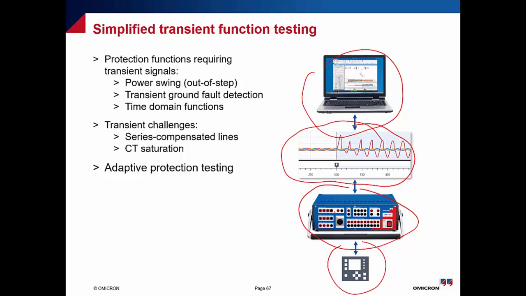Something else also, maybe if we have time at the end of this webinar, I can give a hint about the time domain function, which is a traveling wave, which cannot be tested by the conventional method. Only the new approach can do that. Some challenges, like a series compensated line, are difficult to test. It's not impossible, but a lot of effort and time can be wasted if you use the conventional method.